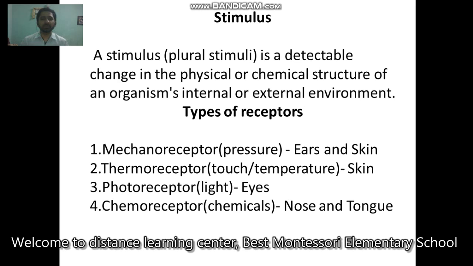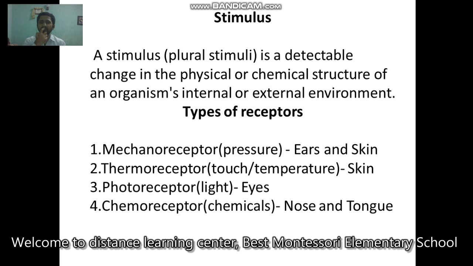Before this, let me remind you of terms that we must know in the chapter sense organs. Now what is a stimulus? It is a detectable change, that means a change that can be detected by our body, in the physical or chemical structures of an organism's internal or external environment. If the internal or external environment of the organism changes, then that detectable change is detected by our body, and that is called a stimulus.